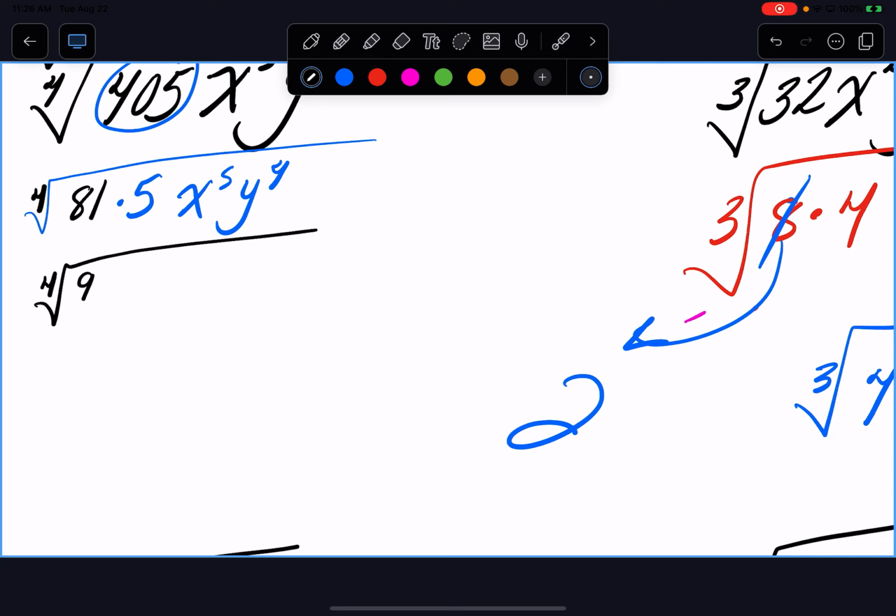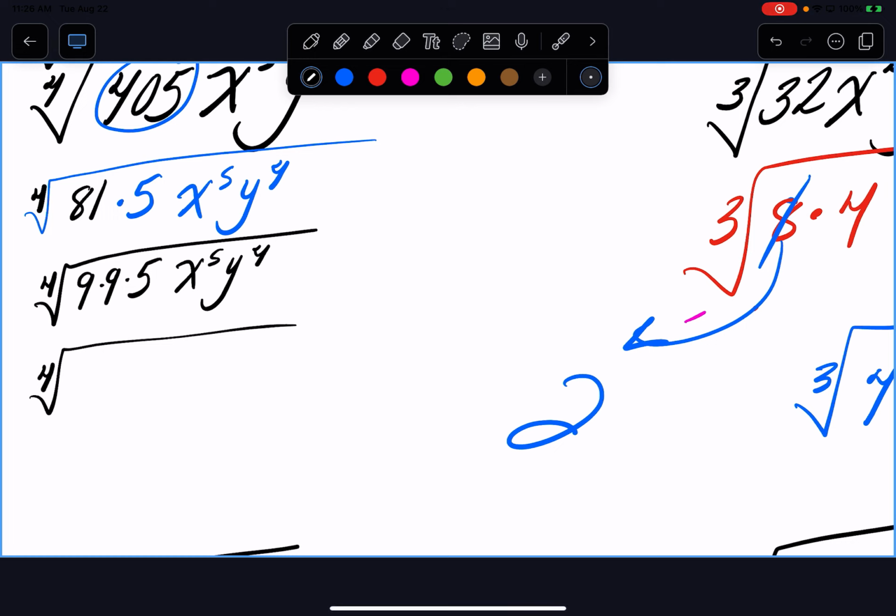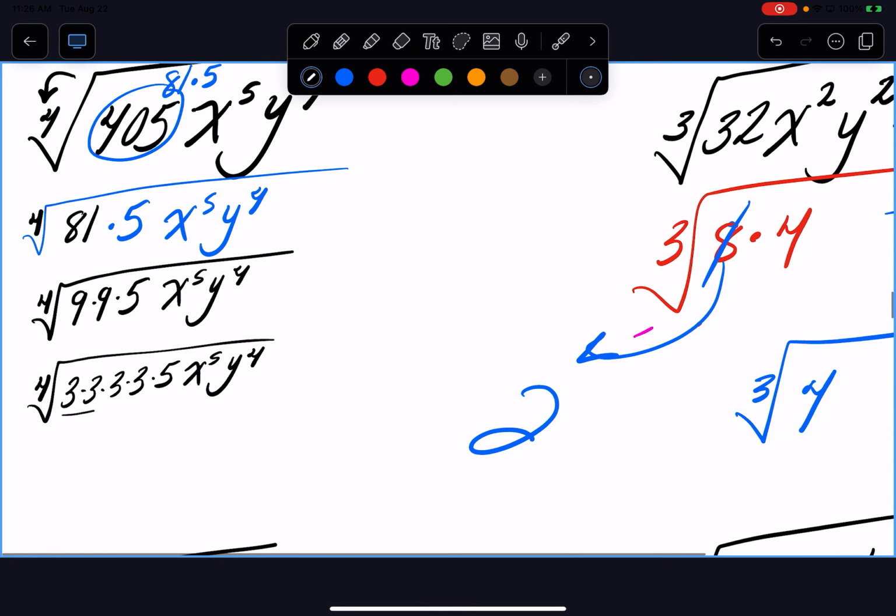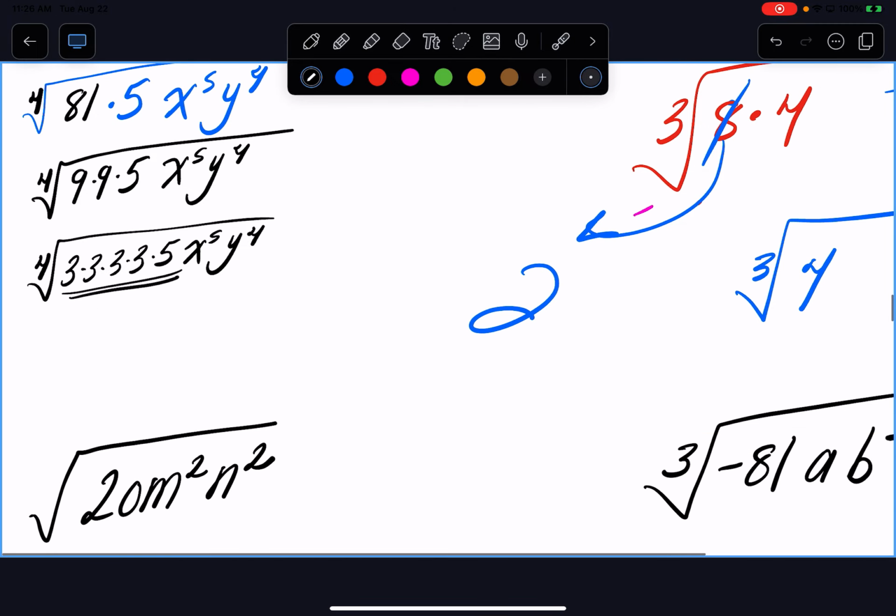So then I have a 9 times 9 times 5, x to the 5th, y to the 4th. So then I have the 4th root of 3 times 3 times 3 times 3 times 5, x to the 5th, y to the 4th. If this is me on the test, before I move on, I check: is that 405? If not, I messed up, right, everyone? Correct. Okay, now from here you pull out groups of 4.